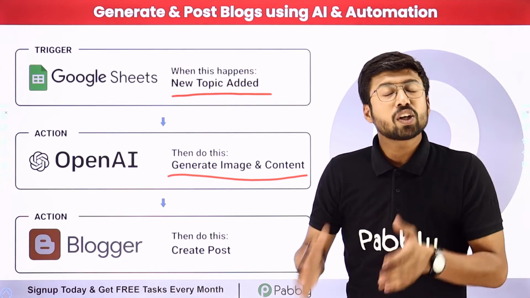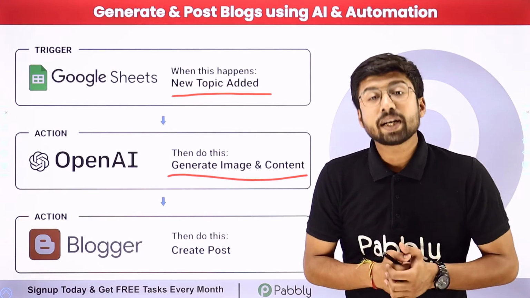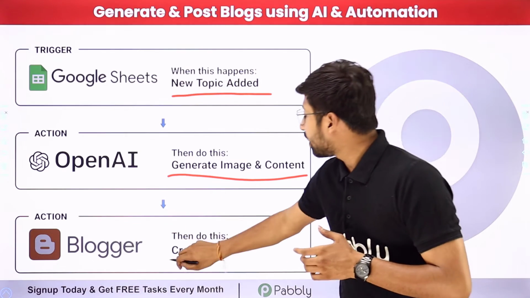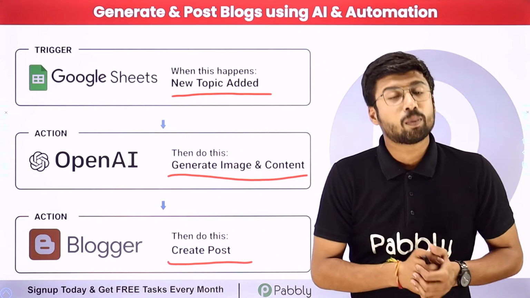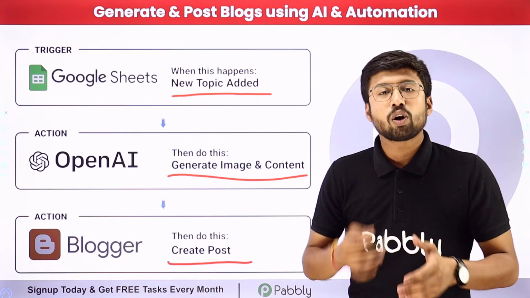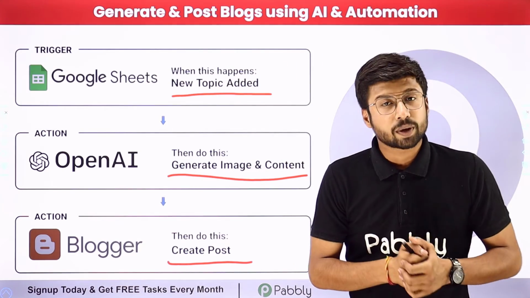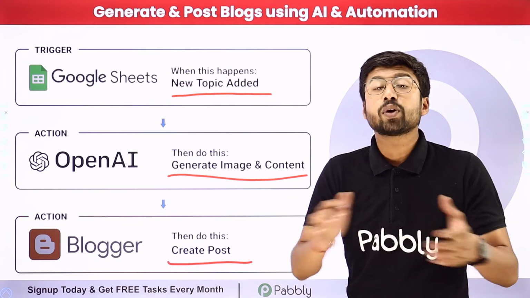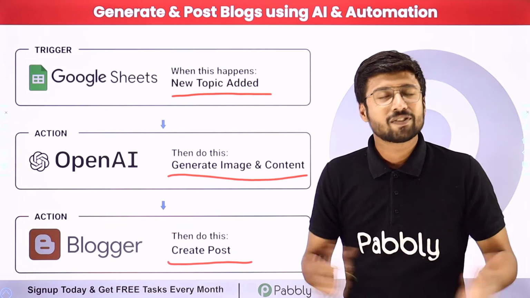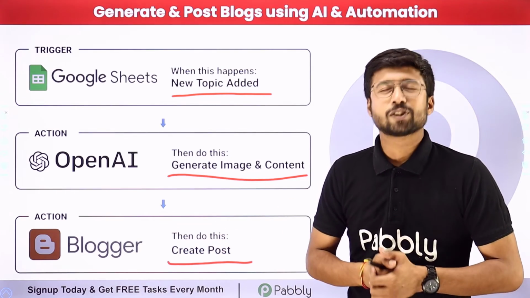And after generating the content and the images, you can automatically create the post or the blog in Google Blogger or any other platform of your choice. And you can publish the blog on the date and time of your choice as well, which you have added in your Google spreadsheet. Now, if you want to learn how you can set up this automation all by yourself, for that, you just have to come with me to my screen.